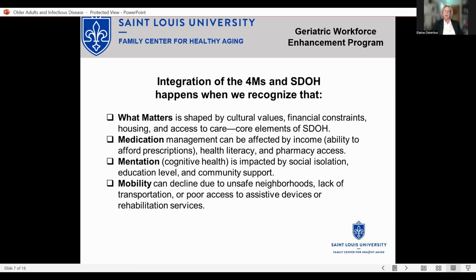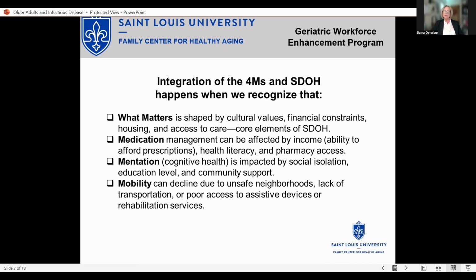Mentation, or cognitive health, is impacted by social isolation, educational level, and community support. For example, mentation is influenced by social isolation. Loneliness alone is a major risk factor for depression and cognitive decline, especially after retirement or widowhood. A person's education level may reduce awareness or early recognition of cognitive changes.